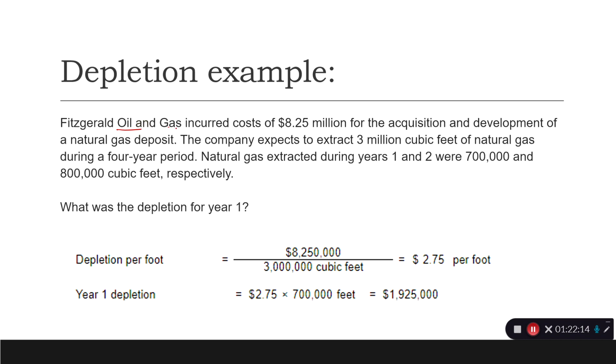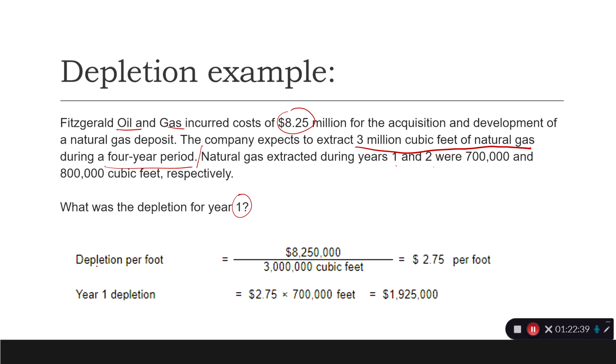For example, Fitzgerald Oil and Gas incurred a cost of $8.25 million for the acquisition and development of a natural gas deposit. The company expected to extract 3 million cubic feet of the natural gas over a 4-year period. Natural gas extracted during years 1 and 2 was 700,000 and 800,000 cubic feet respectively. What is the depletion for year 1?